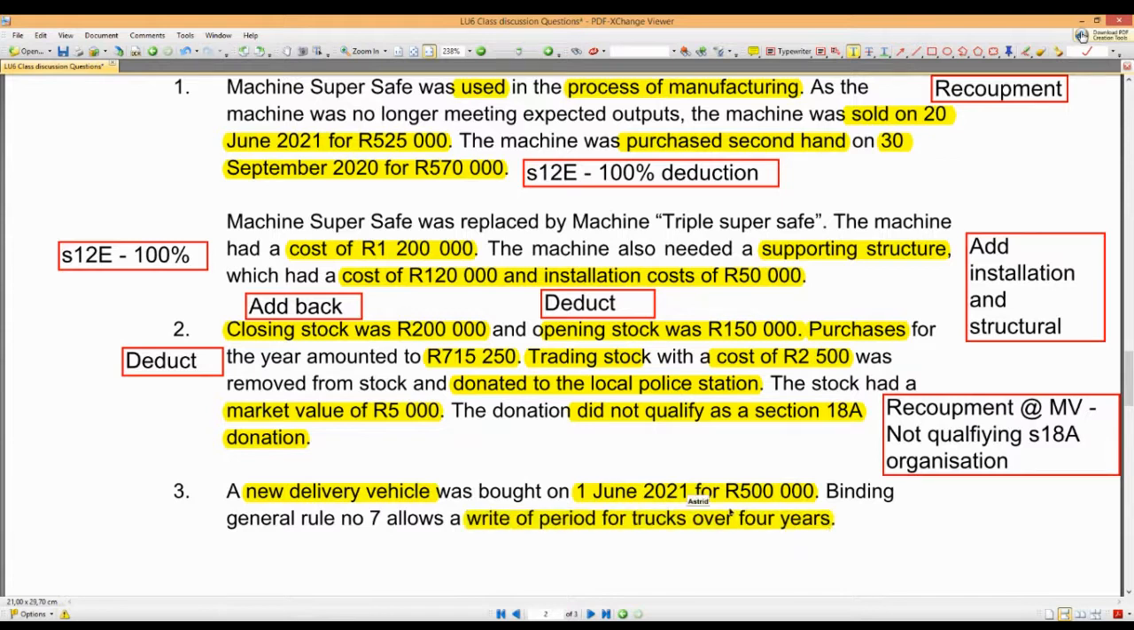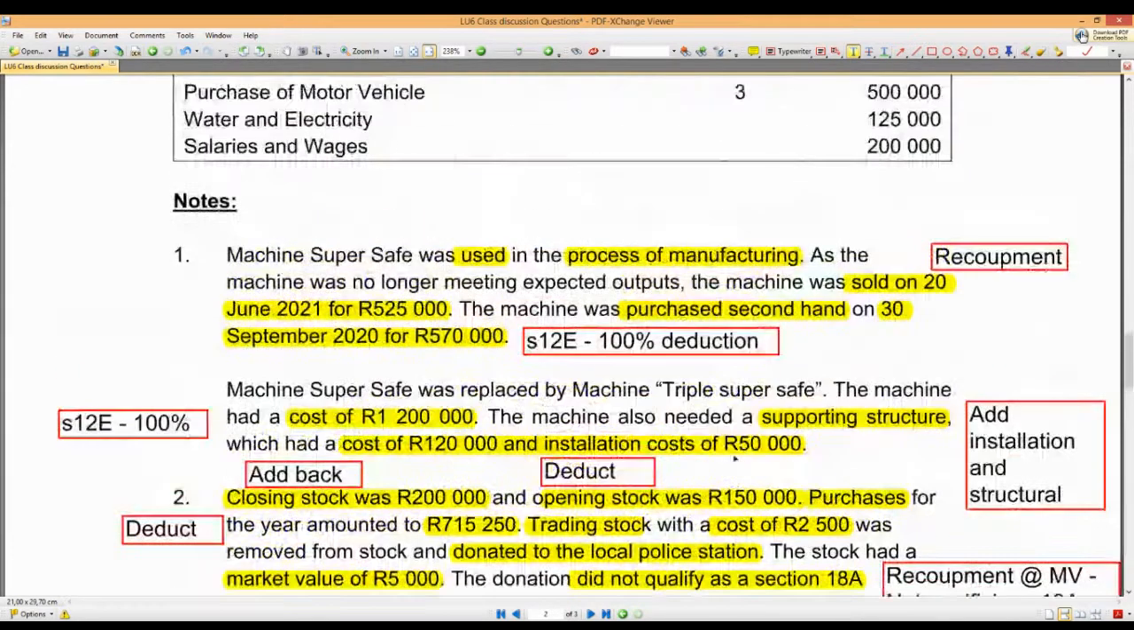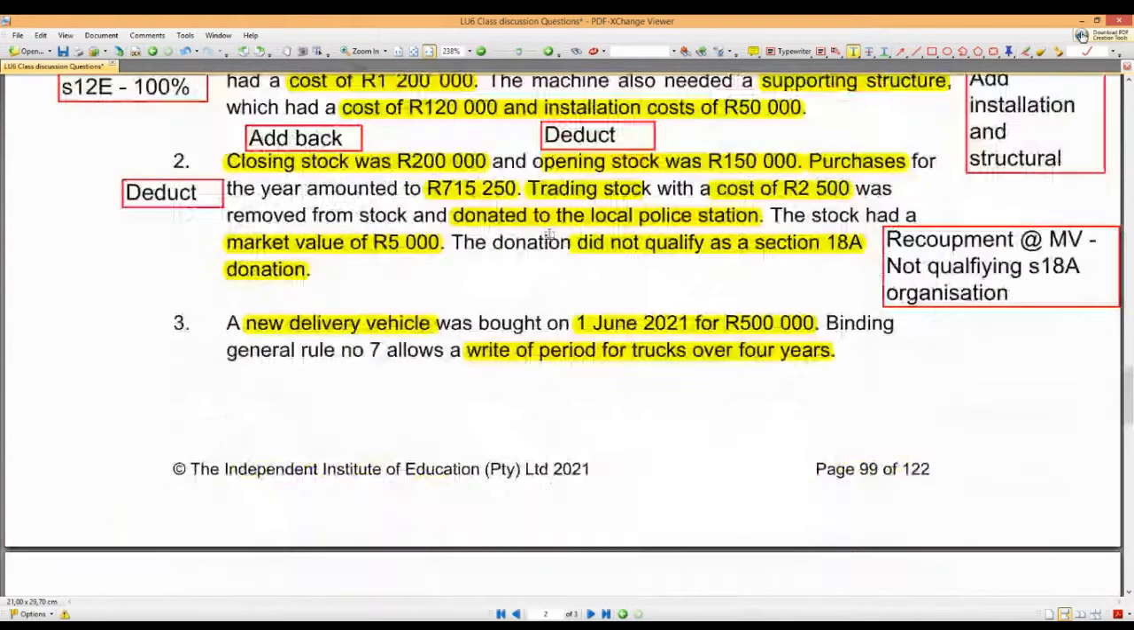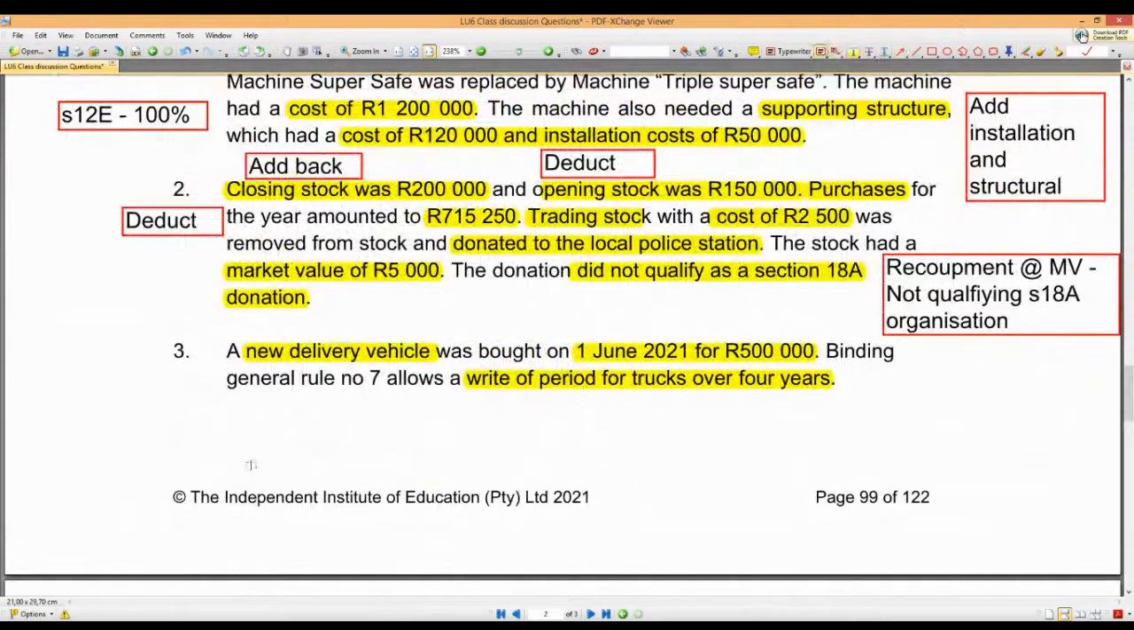And they tell you the binding general rule allows for a write-off for trucks over 4 years. Okay, so you can write it off over 4 years, but because we are a small business corporation, we can also apply Section 12E, which says it is the 50, 30, 20% rule. Now, based on that and the 4-year write-off, which one of the two do you think will be more beneficial for the company? The 50, 30, 20% rule or the 4-year write-off?